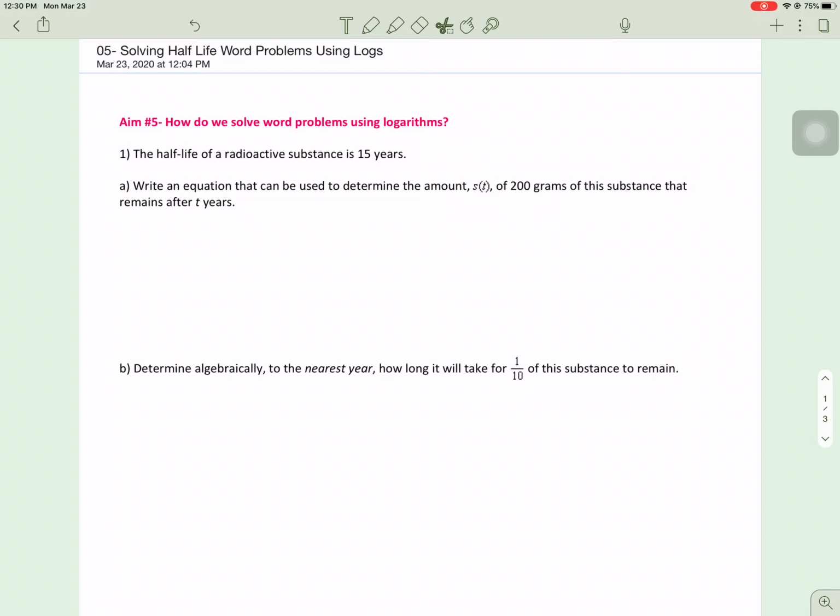Alright guys, so hopefully you checked your day 4 homework with the key that posted at 3 o'clock, and here is lesson 5, which is solving half-life word problems using logs. So let's jump right into number 1.